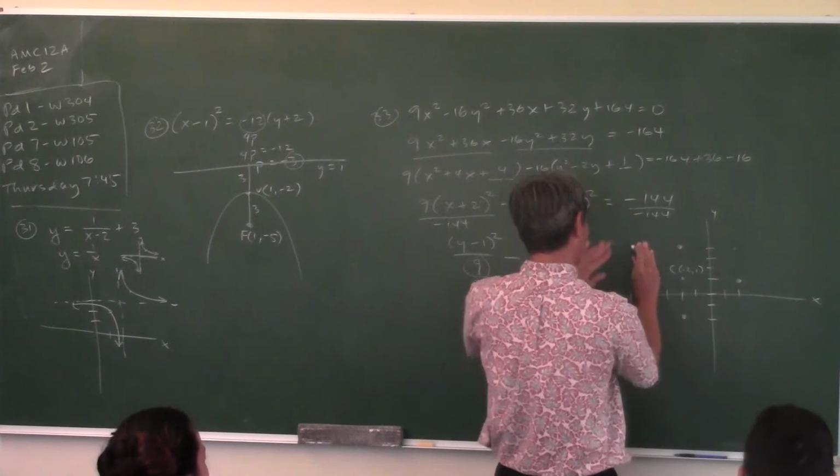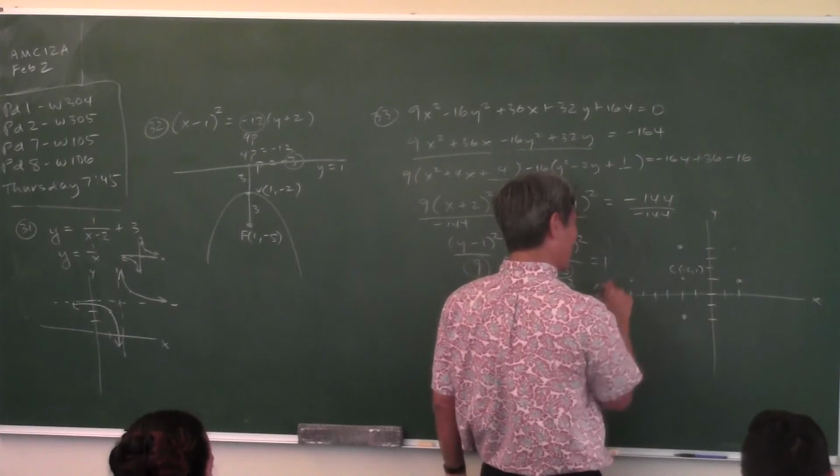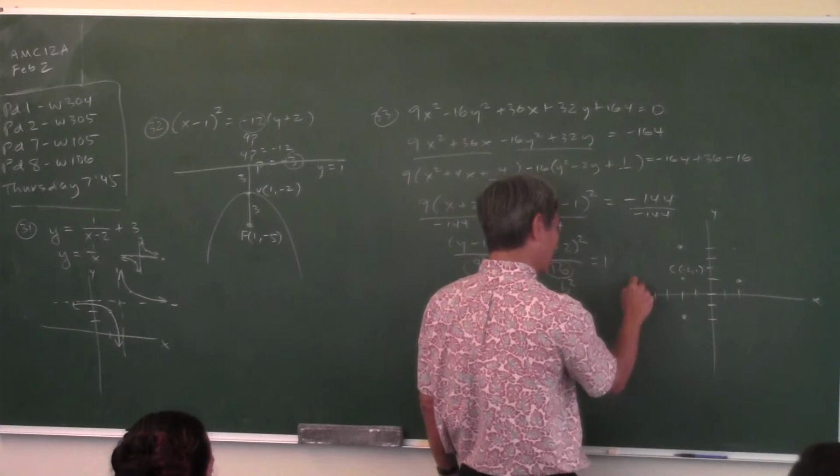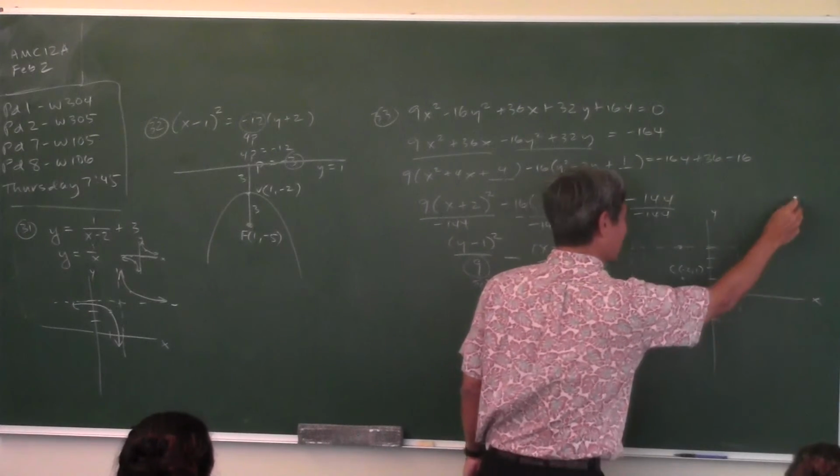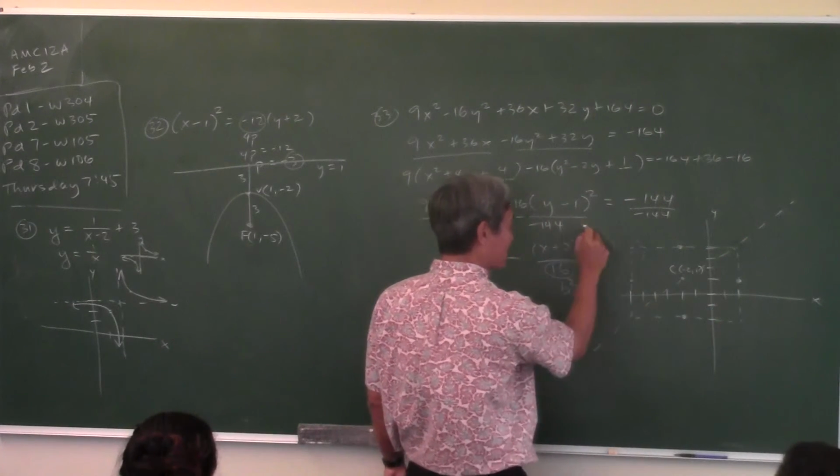Okay, and then what do you do with a hyperbola? You make the rectangular box, and then you draw in the diagonals. These are the asymptotes, right?